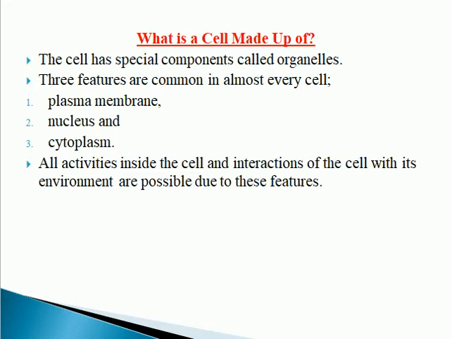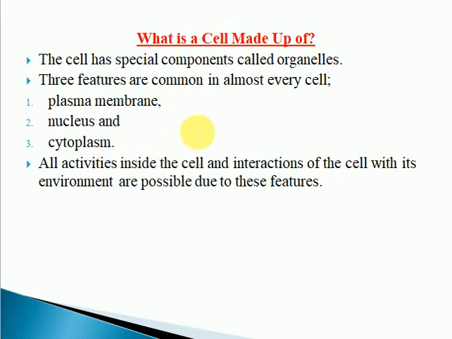See, if you observe a plant cell or an animal cell or any other cell, then you must have seen that there are three common features in all types of cells. The first common feature is the plasma membrane, the nucleus, and the cytoplasm. So these are the three features that are common to every cell.